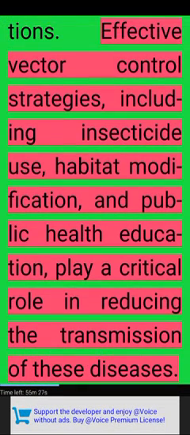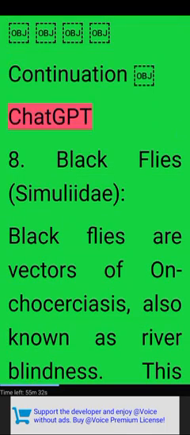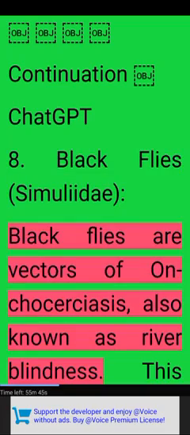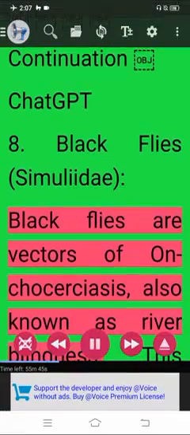Continuation. 8. Black flies, Simuliidae. Black flies are vectors of onchocerciasis, also known as river blindness.